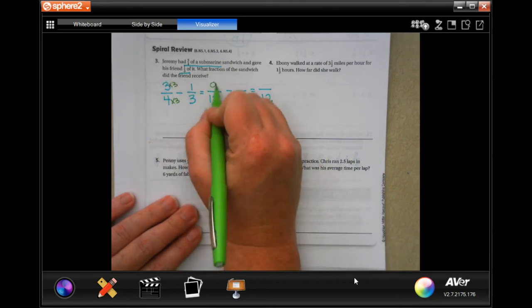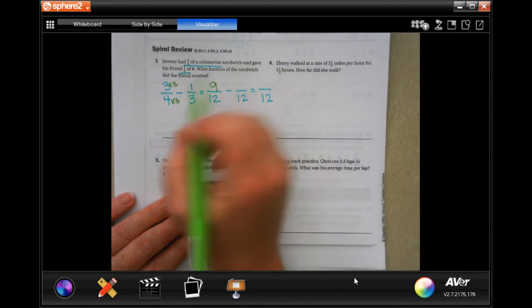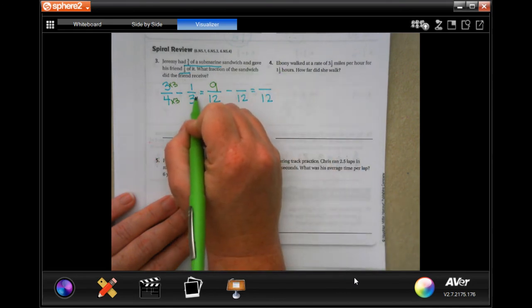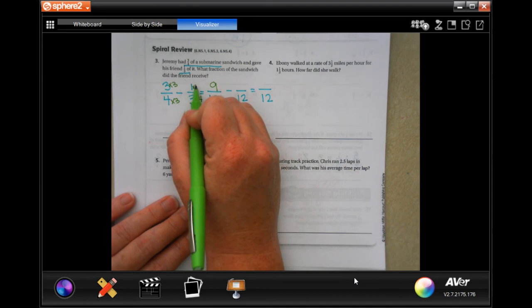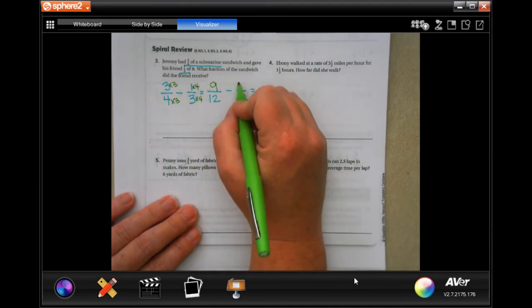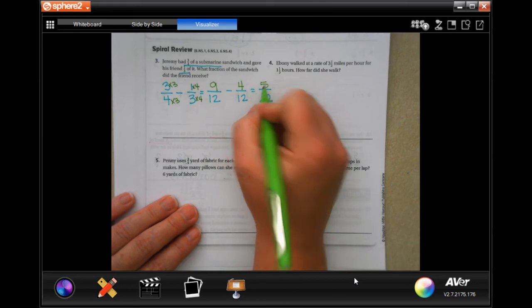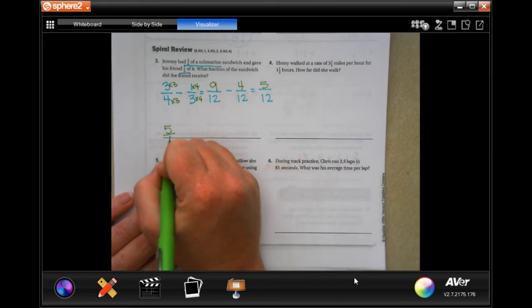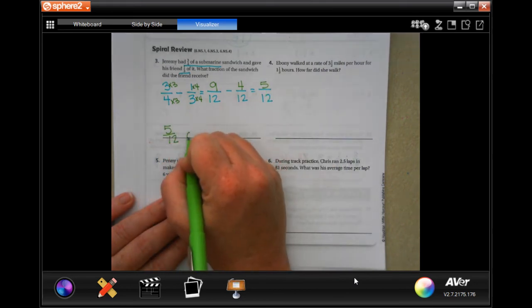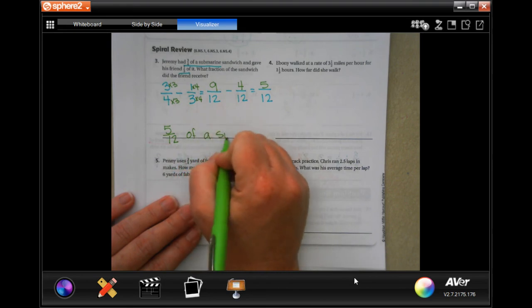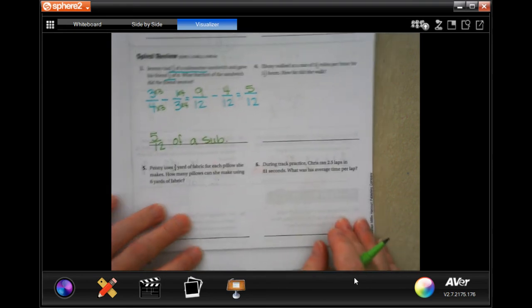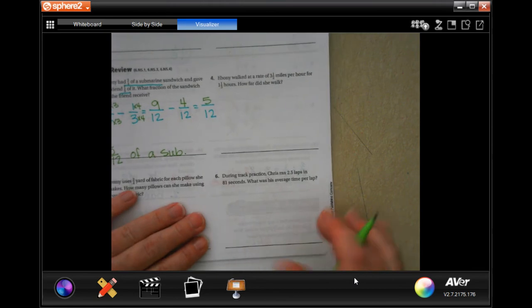3 times 3 is 9, okay? Now, we multiplied the 3 by 4, which means we need to multiply the top by 4. 1 times 4, 4. Now, 9 minus 4, 5 twelfths. We got 5 twelfths of a sub. Okay? There you go.